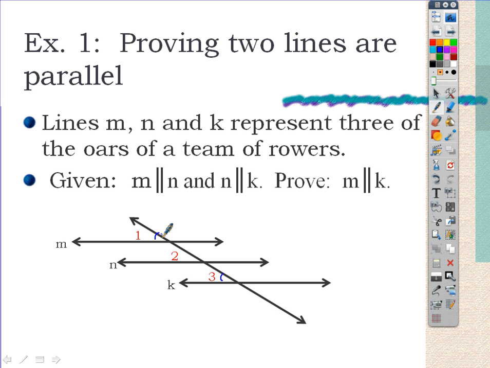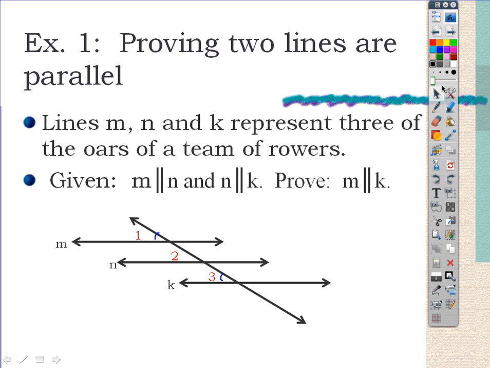Not alternate exterior, close. Now ignore this line in the middle. All we need are those, the top one and the bottom one. What kinds of angles are those? Okay, so then which one is it? Okay, it's the corresponding angles converse. The converses are the ones that are backwards. Okay? Corresponding angles converse. Make sense?